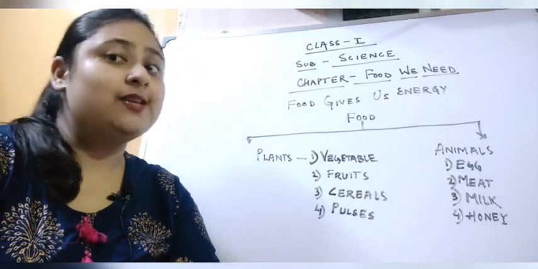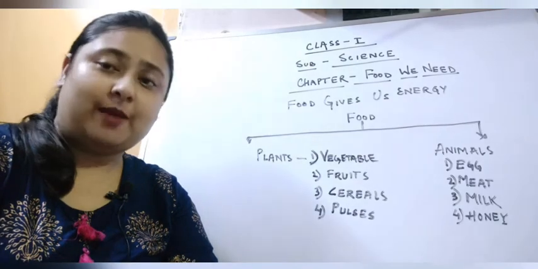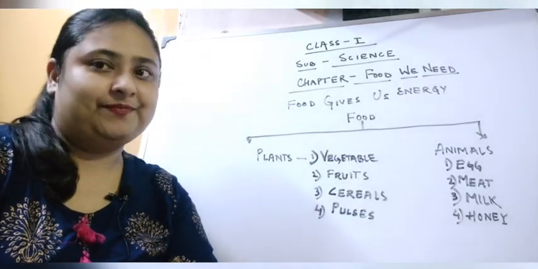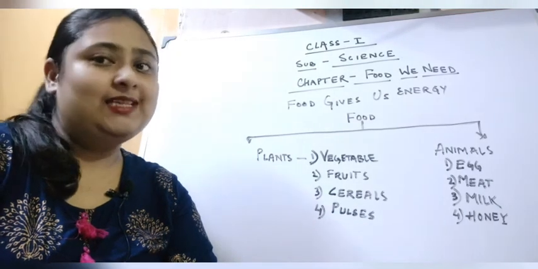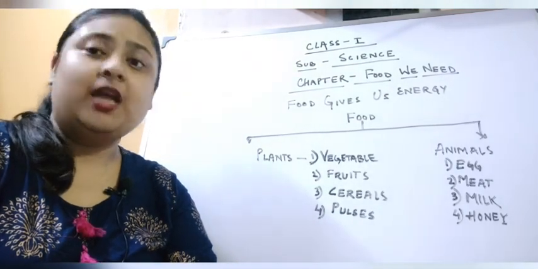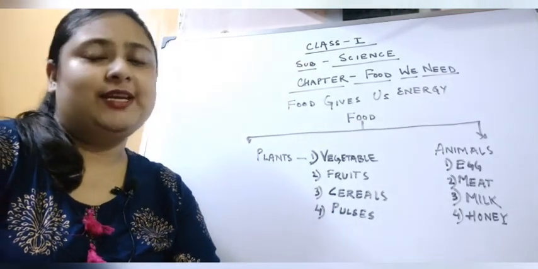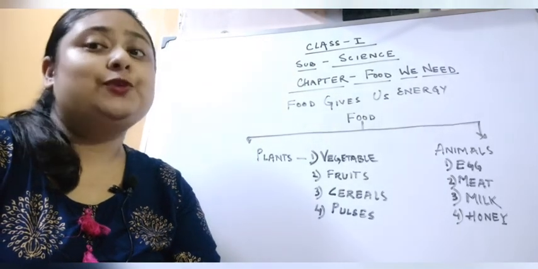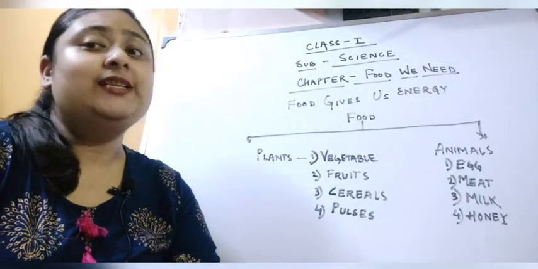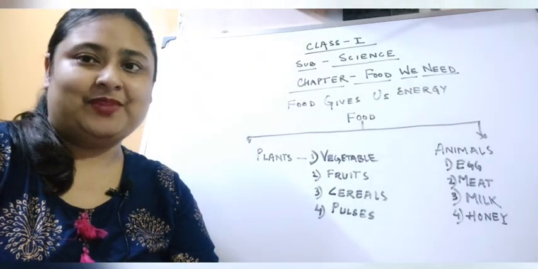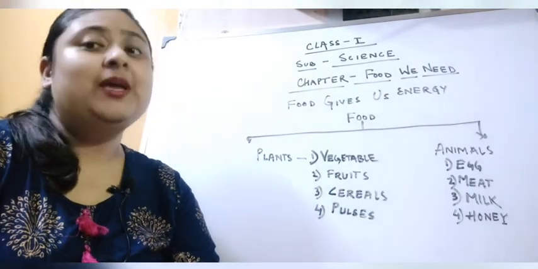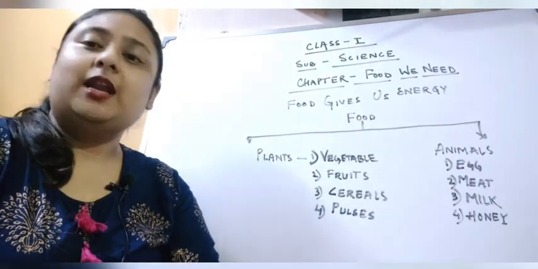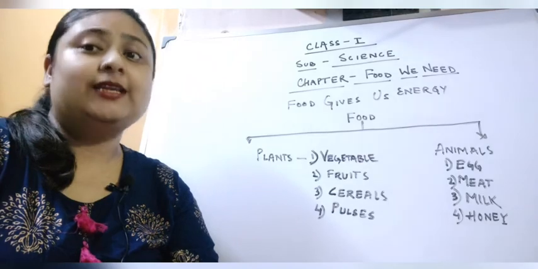In today's class, we will be learning about chapter number 6 whose title is Food We Need. So children, let's begin with the class. Now tell me children, why do we need food? We need food to get energy to do our daily works. Every living organism needs food to survive and to live. Now, where do we get food from?